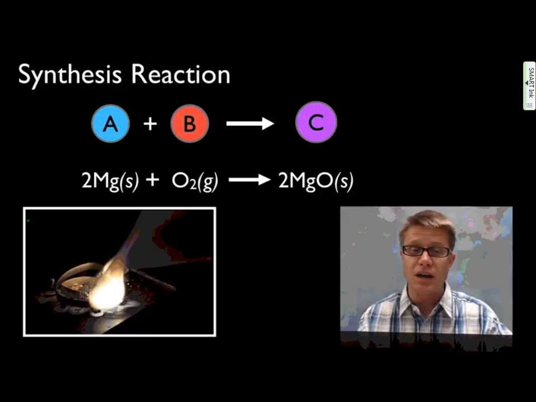It's going to make magnesium oxide. And so when it's done, you're going to have a new solid that's created. We're taking a solid and a gas, and we're making a new solid out of it.